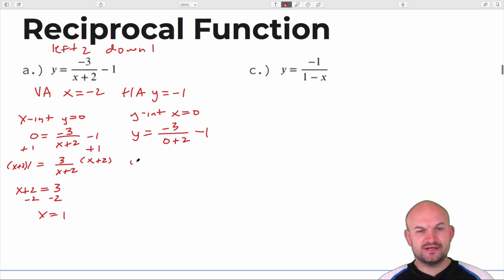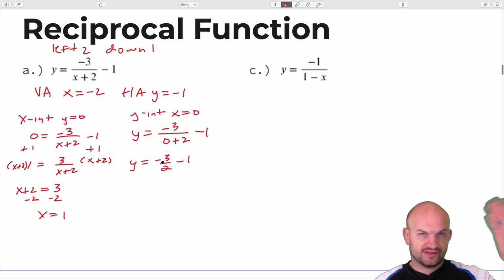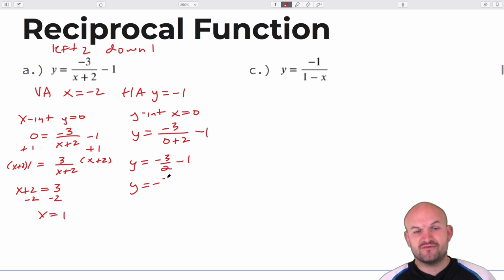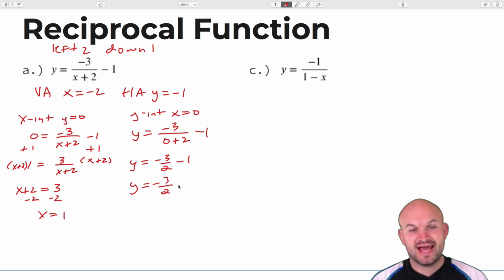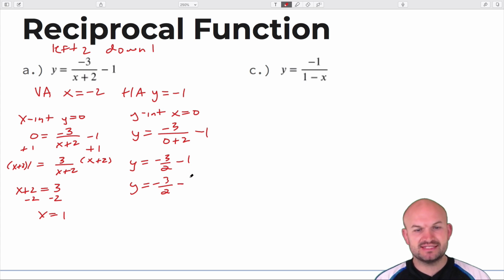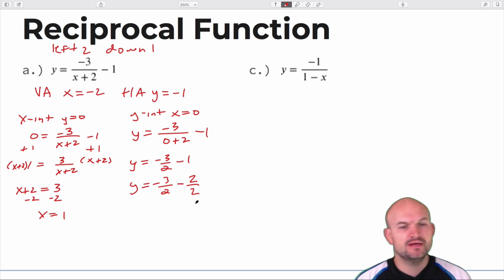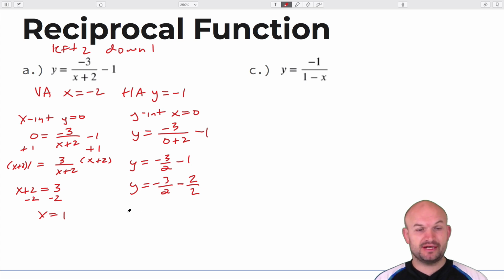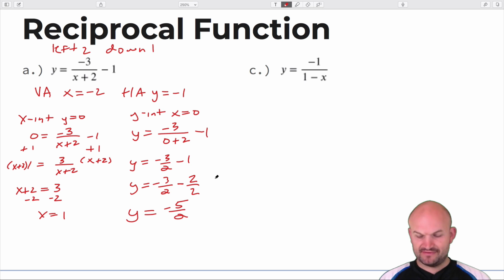For the y-intercept here, I have y equals -3/2 minus 1. And kind of like what I did in my review, if I need to subtract a whole number from a fraction, I'm just going to change the whole number to a fraction. This is going to be -3/2, and we can write the 1 as 2 over 2. Now I have common denominators, so I can just subtract my numerators, which gives me -5/2.